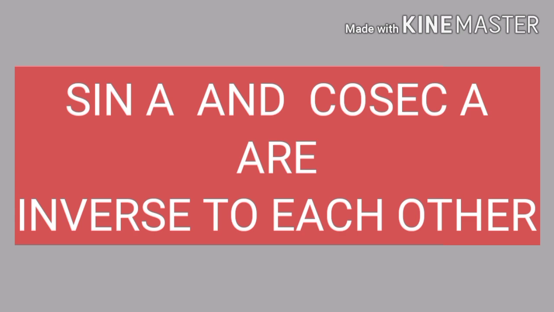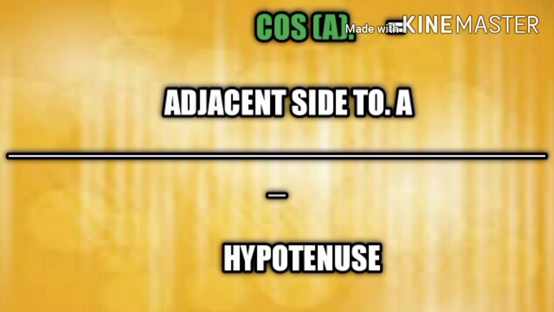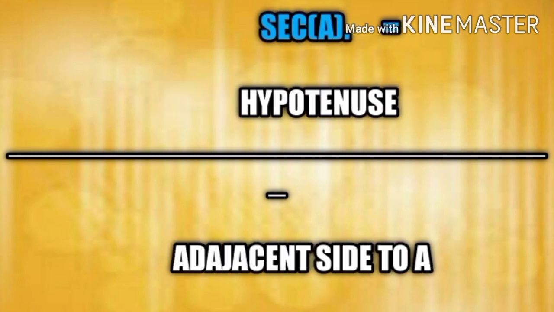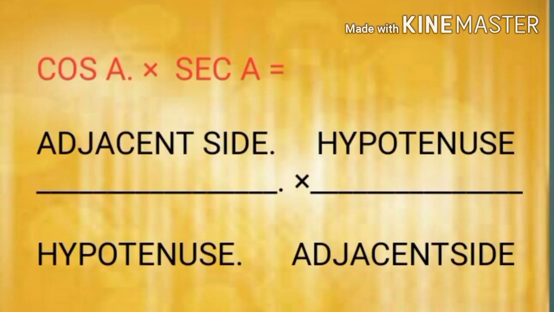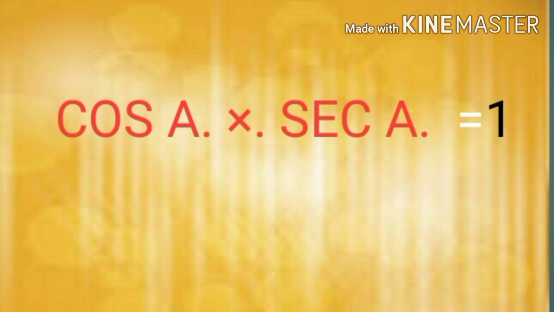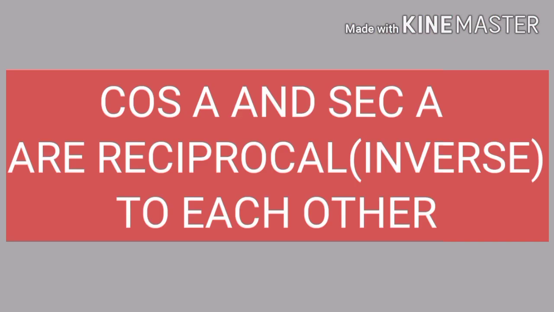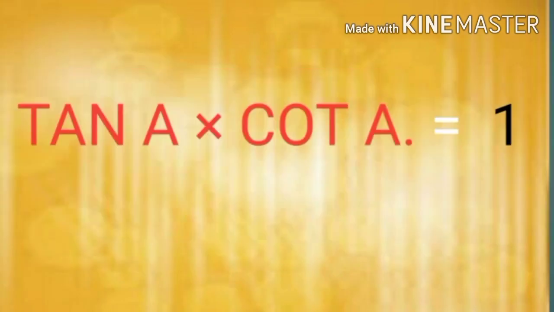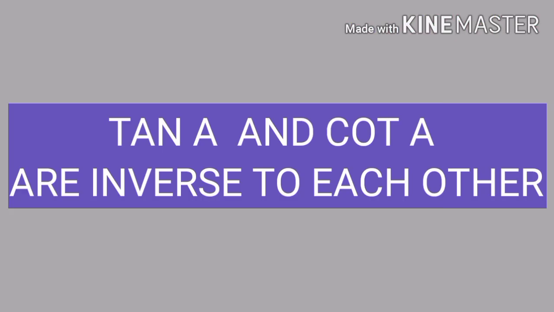Then come to cos A into secant A. If you multiply, you get adjacent by hypotenuse into hypotenuse by adjacent. Both adjacent sides and both hypotenuses cancel. The result will be 1. Then we conclude that cos A and secant A are inverse to each other. Then come to the third pair, that is tan and cot. If you multiply, both adjacent sides and both opposite sides are cancelled. Then the product becomes 1. Therefore tan and cot are also inverse to each other.